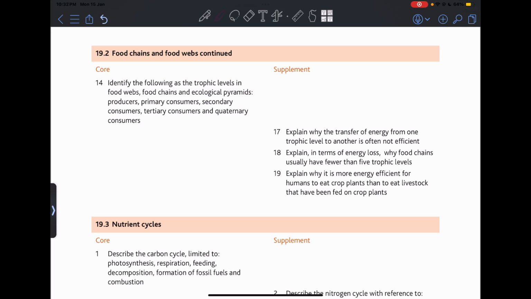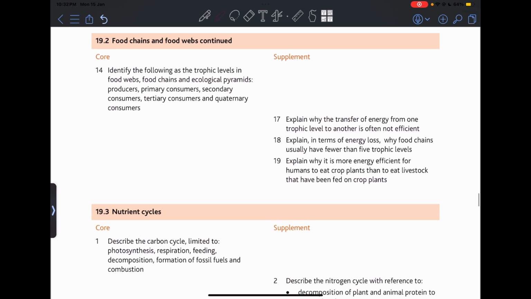Sometimes energy is lost between trophic levels, not because the animal ate it, but because it is lost, for example, in animal waste, or it is lost to the environment. So not 100% of the energy is always used. There is always some waste energy. That's why there are always fewer than 5 trophic levels. There are only 4 maximum consumers because there's not enough energy to sustain the rest of the food chain.